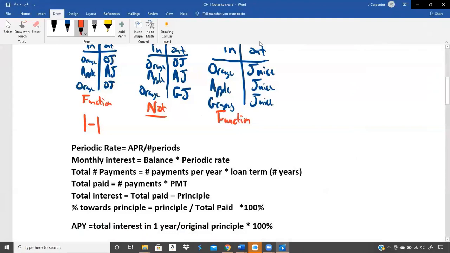So APR stands for annual periodic rate. I thought I had that up here. So APR is annual periodic rate.